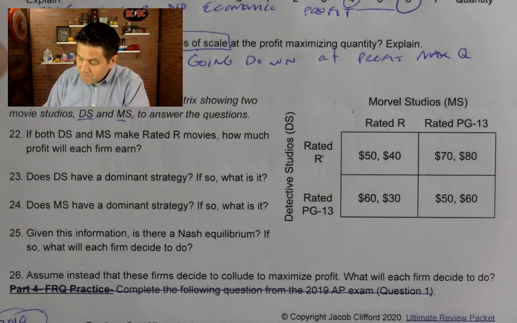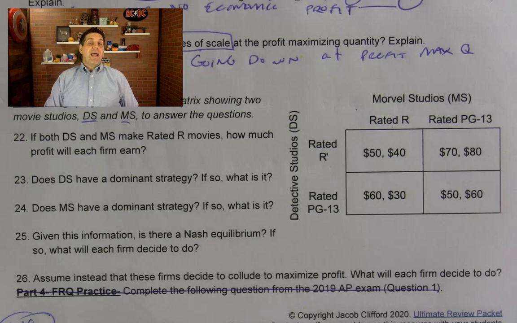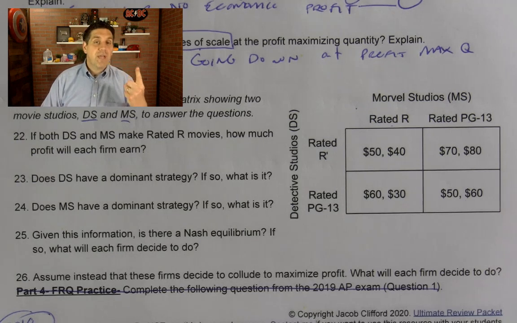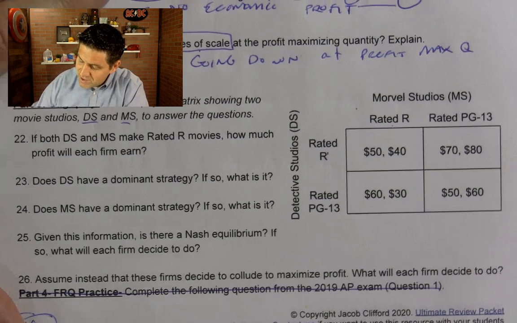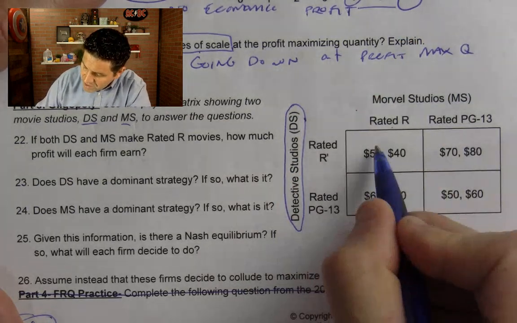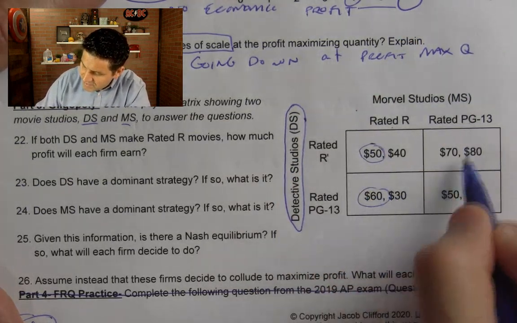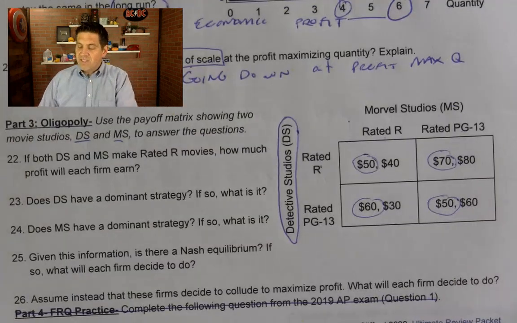Okay, now let's practice. By the way, let me back up. They're going to ask the same questions every single time. The first question usually has to do with, can you read the matrix? Then they're going to ask you about dominant strategy. Then they're asking you about Nash equilibrium. The first thing I like to tell my students is just circle the numbers on the left. Anytime you see something that's circled, this is Detective. This is DS Studios.